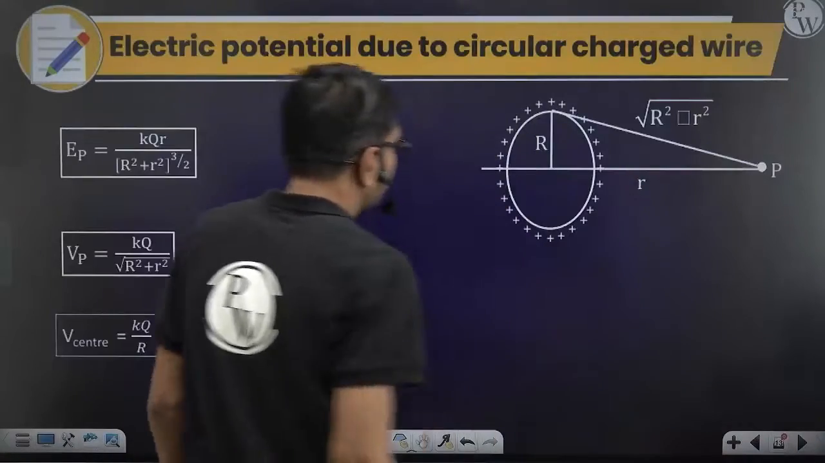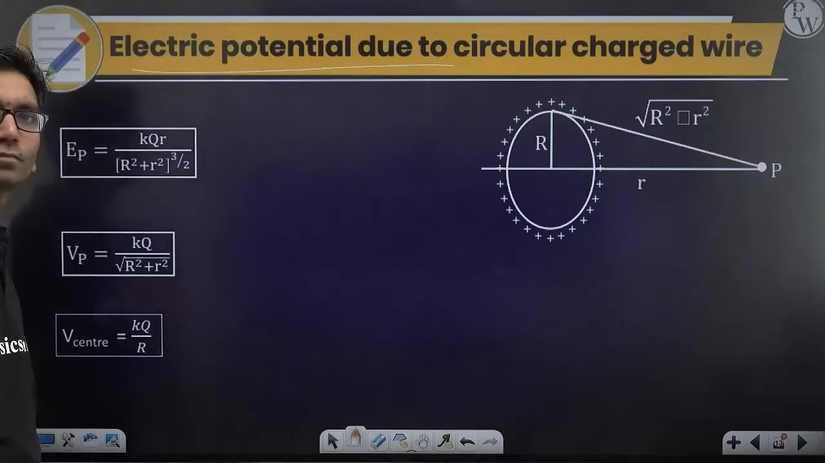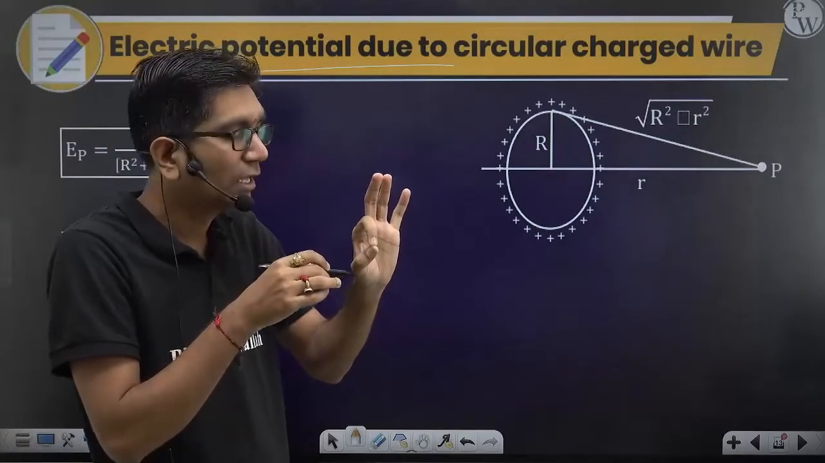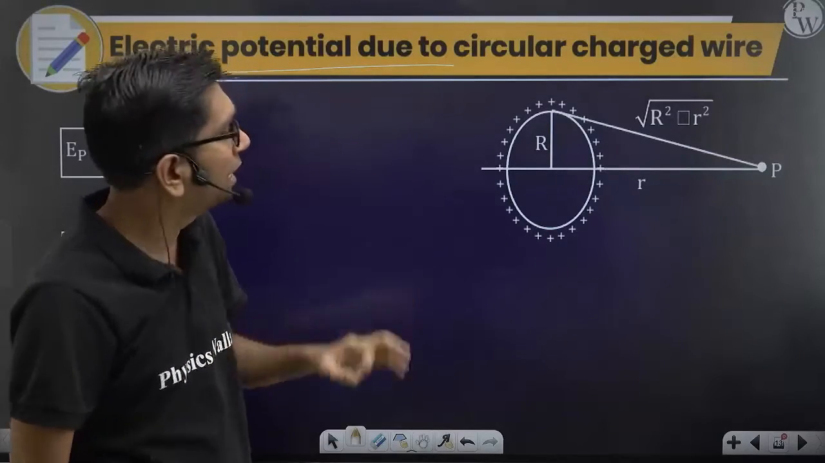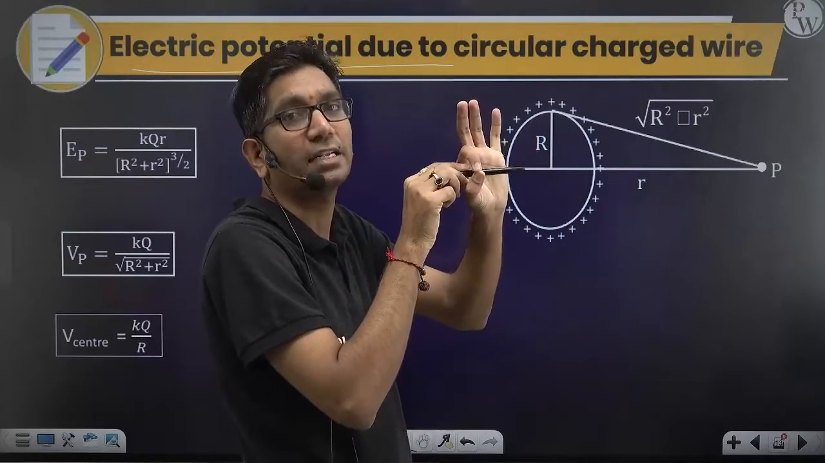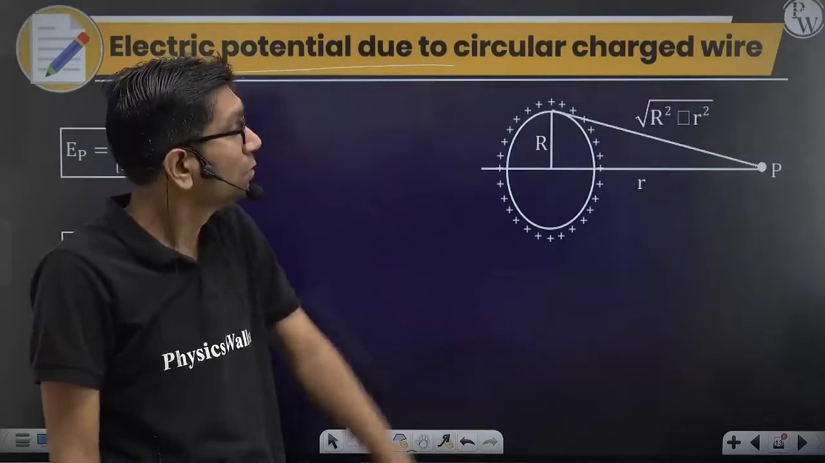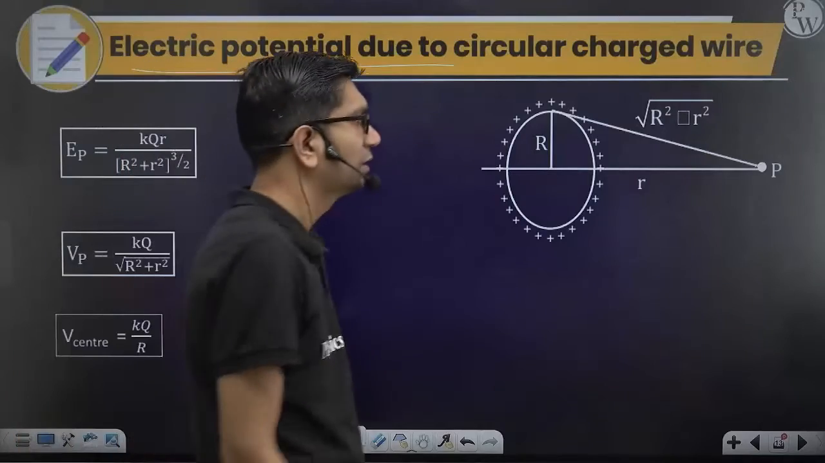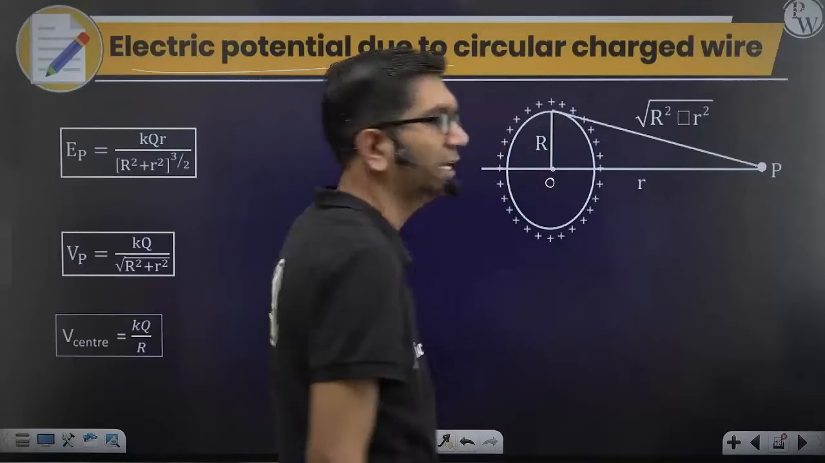Now next, electric potential due to circular charge wire. Okay, so see here, this is a wire. Just add some charge on it. Is it clear? Let the radius of the wire be capital R. And what is this one, beta? This is the axis. At this point, you have to calculate the potential due to this circular charge wire. So from here to here, what is the distance? I am taking it as small r, beta.